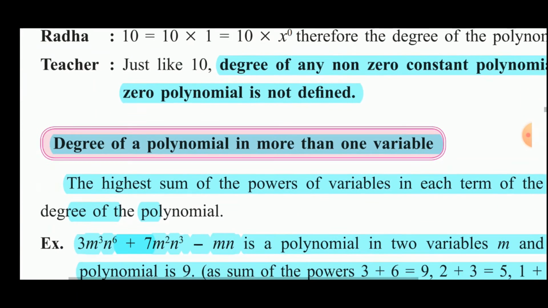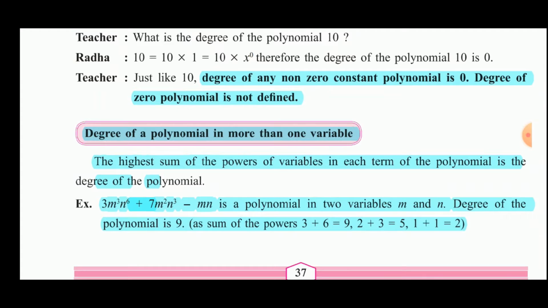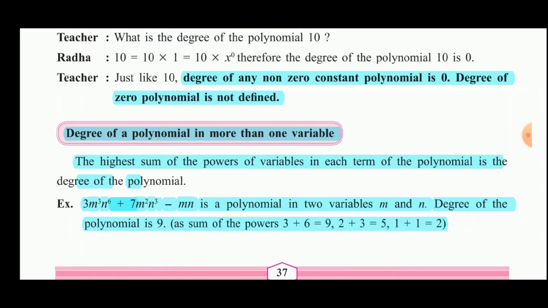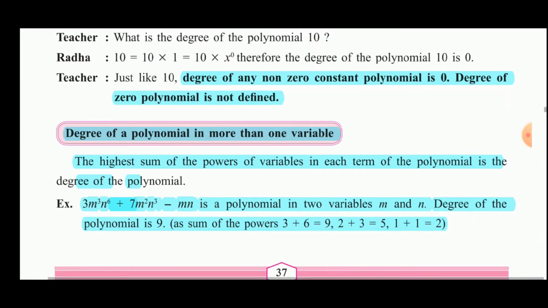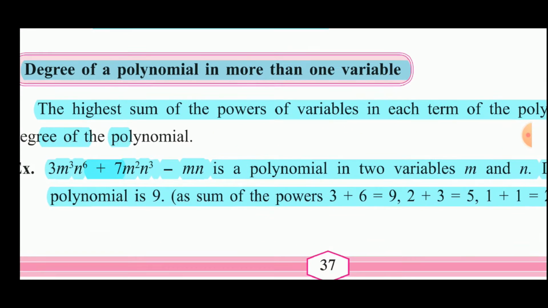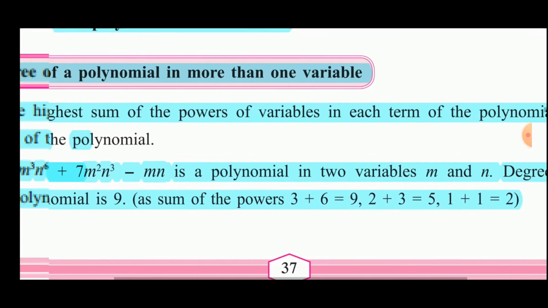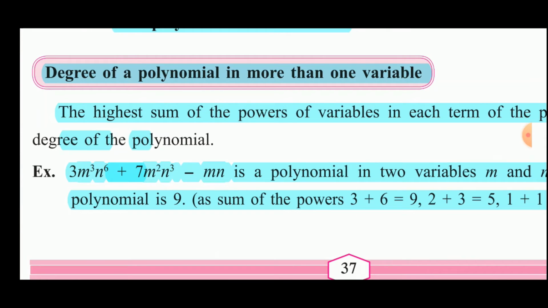Now next let us see what is the degree of a polynomial in more than one variable. The highest sum of the powers of the variables in each term of the polynomial is the degree of the polynomial. 3m cube n raised to power 6 plus 7m square n cube minus mn is a polynomial in two variables m and n. Now the degree of the polynomial is 9.